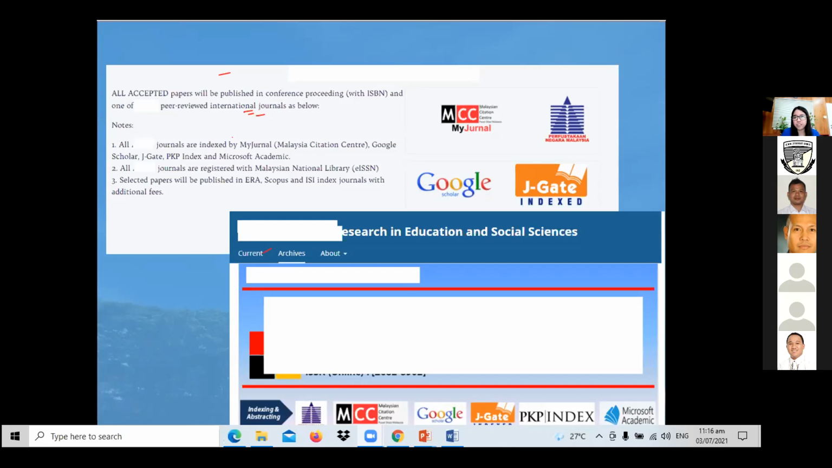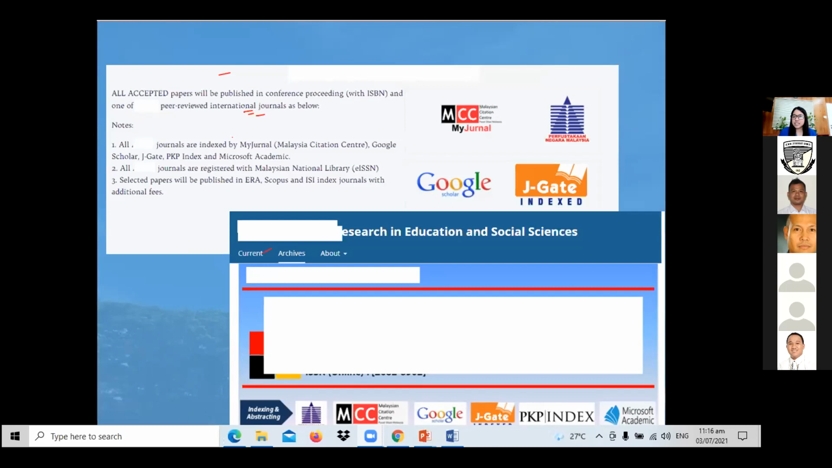So they just want your money for the registration. There's another additional fee here. They want your money for you to publish your paper when in fact it is not really indexed in Scopus and ISI. So why are they doing this? Why do they need to place that it is indexed in Scopus and ISI?